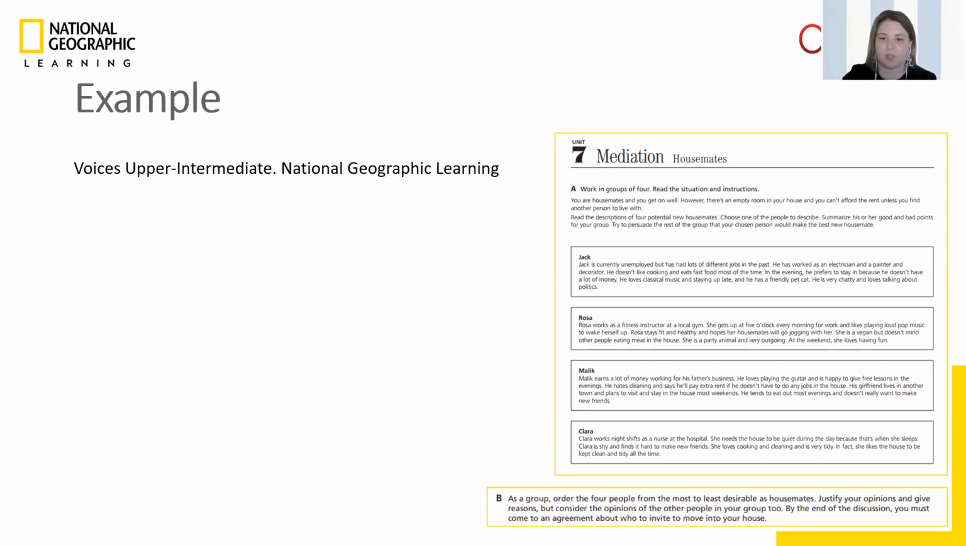So here is the task at the bottom. Order the 4 people from the most to the least desirable as housemates. Justify your opinions and give reasons. But consider the opinions of other people in your group too. And as a result, by the end of the discussion, you must come to an agreement about who to invite to move into your house. So it's an interesting role play.